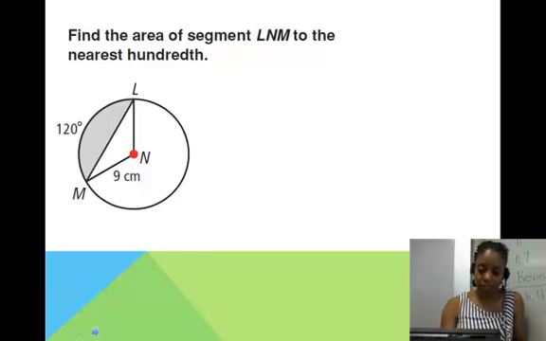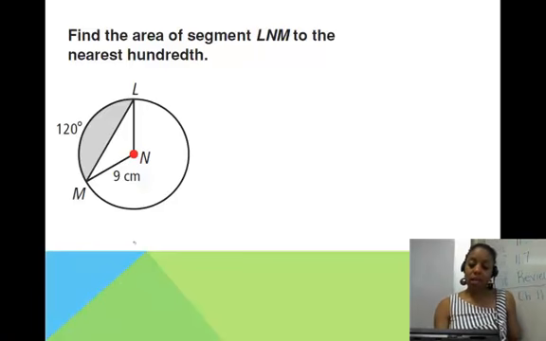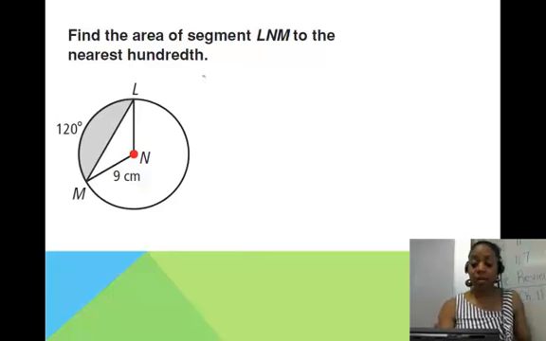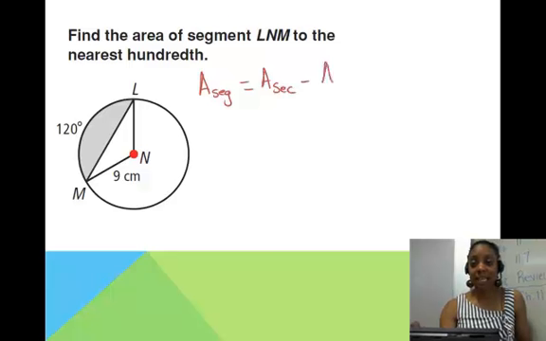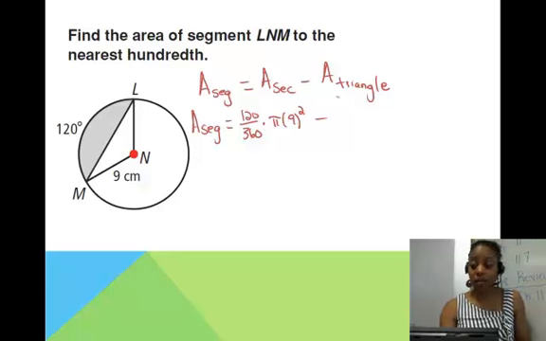So we know that this angle is 120 degrees, and we can find the area of the entire sector. So the area of the segment is equal to the area of the sector minus the area of the triangle. So the area of the segment equals, the area of the sector would be 120 out of 360 times pi times the radius squared, minus the area of the triangle.